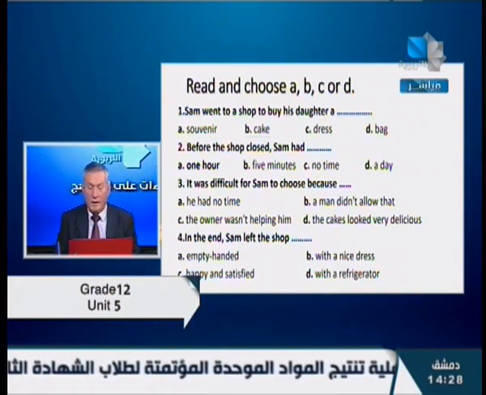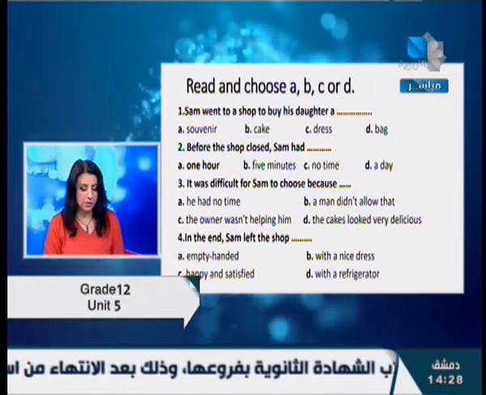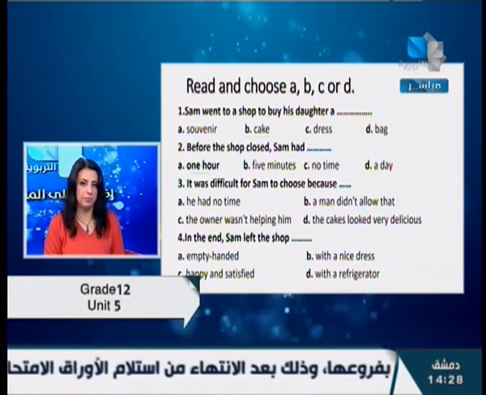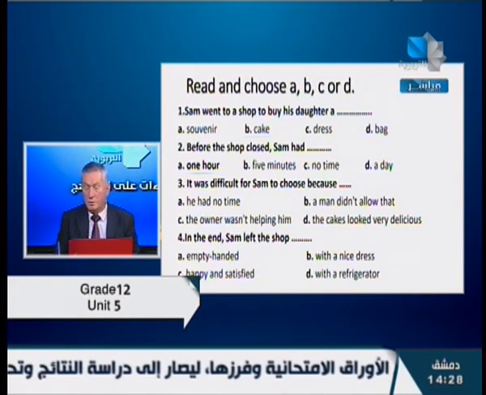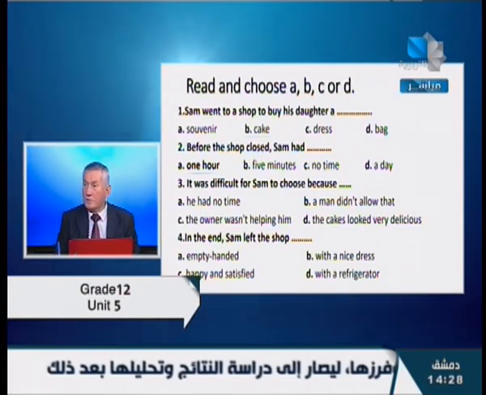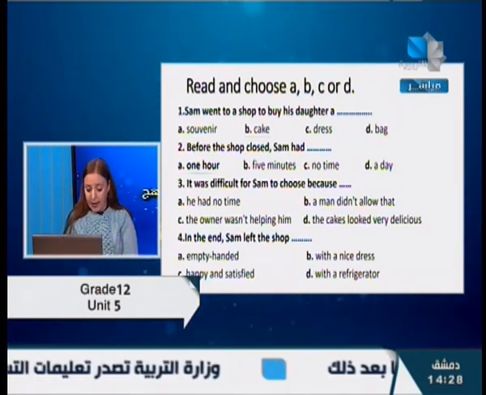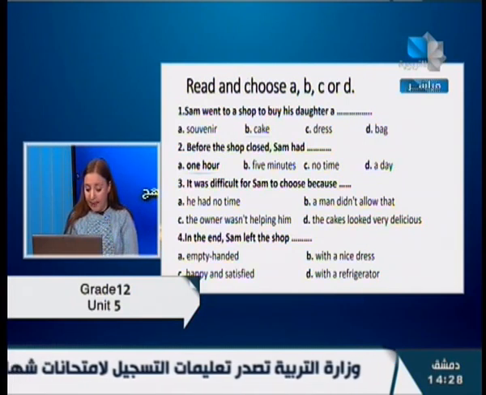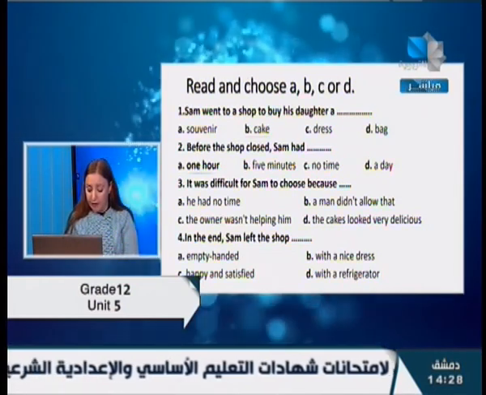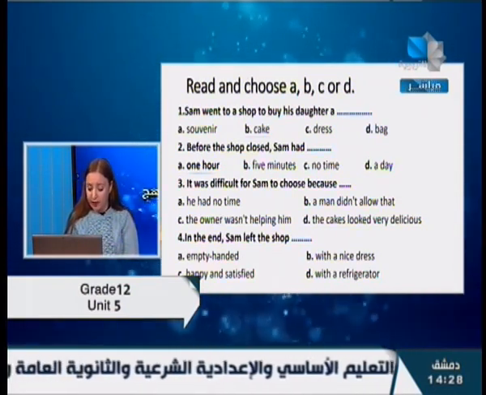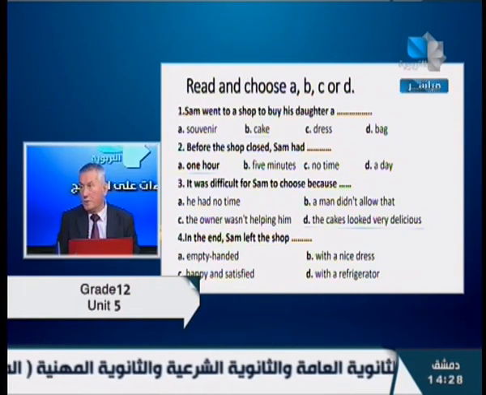Number 2, before the shop closed, Sam had 1 hour, 5 minutes, no time, or a day. He had 1 hour. The correct answer is he had 1 hour before the shop was going to close. Number 3, it was difficult for Sam to choose because A, he had no time, B, a man didn't allow that, C, the owner wasn't helping him, or D, the cakes looked very delicious. Of course, it's D, the cakes looked very delicious. They all looked very delicious, so he couldn't make up his mind.